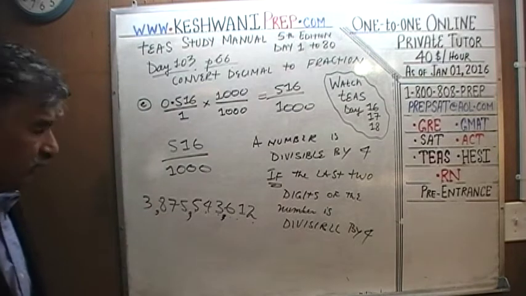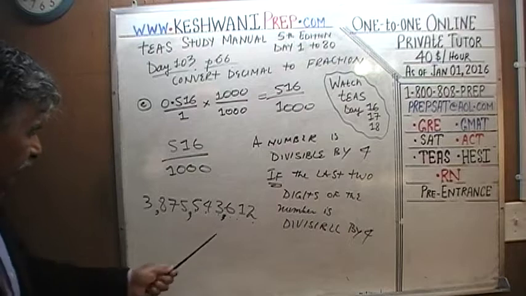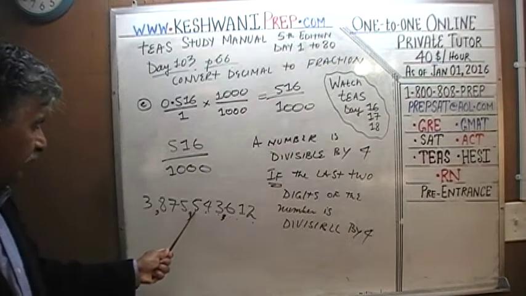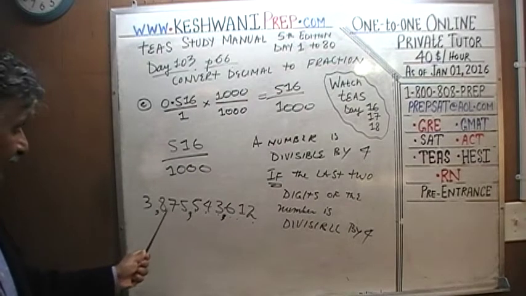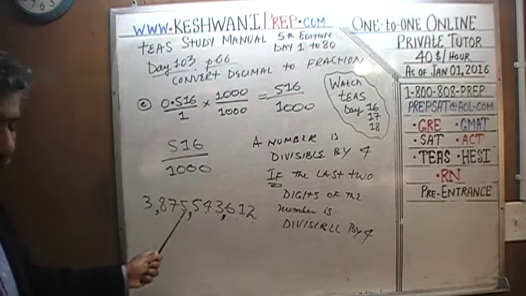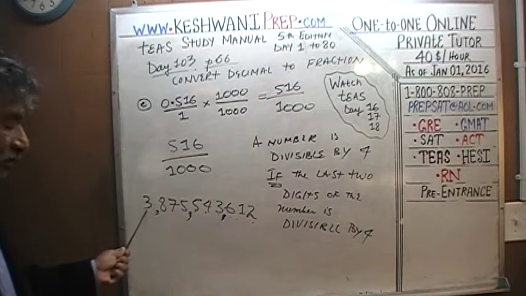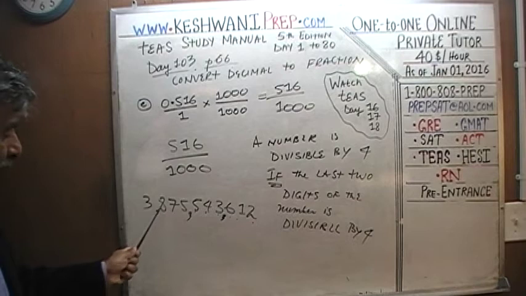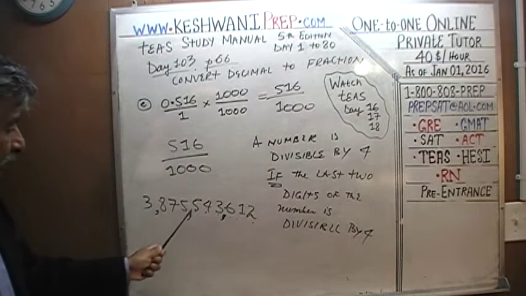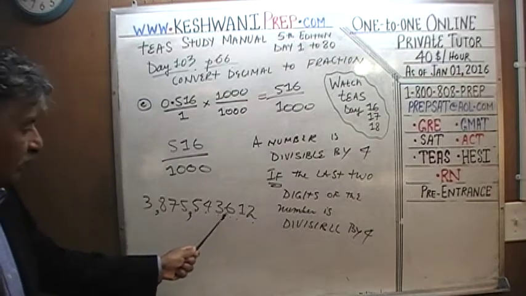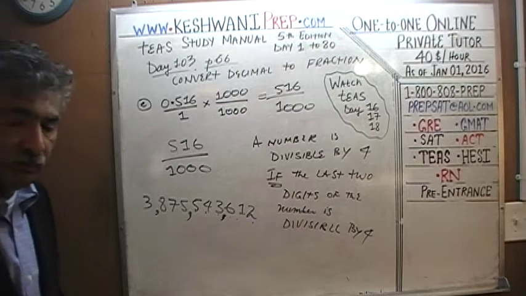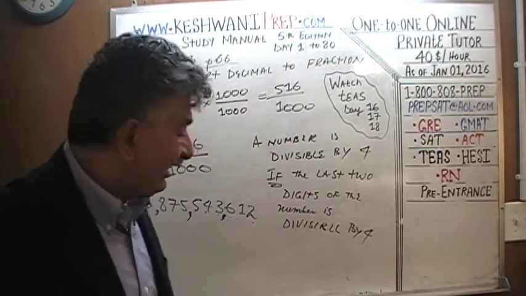Do you know how to read these numbers? Well, we have 1, 2, 3. So we have 2 million. That's 5 million. So that's 875 million. How do we read this number? It's 3,875,543,612.